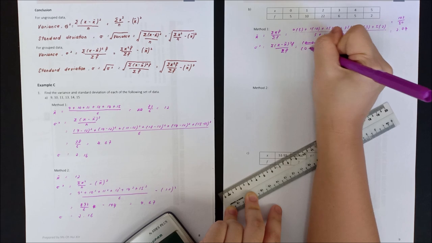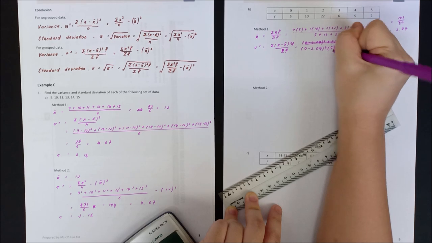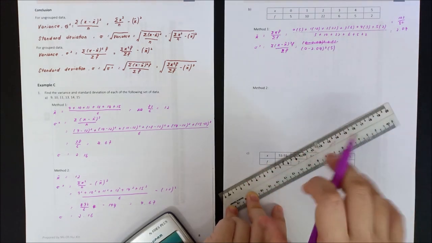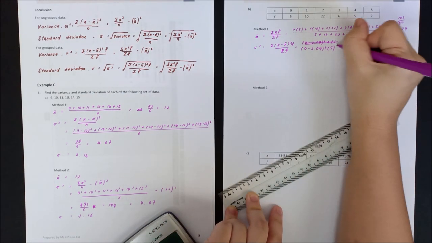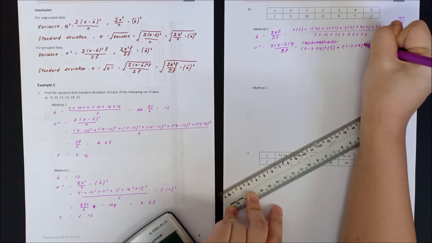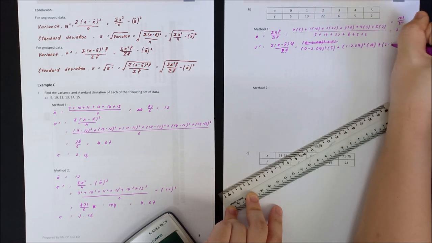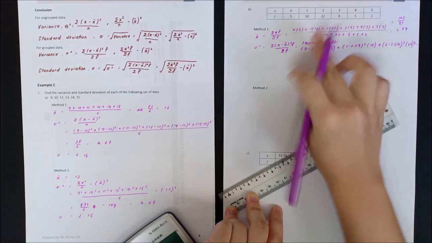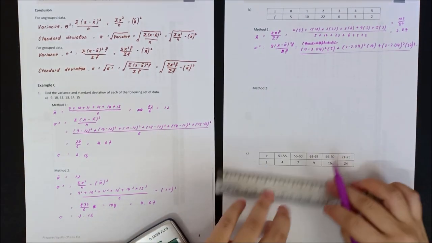Okay, so 0 minus 2.04 squared, and you need to times your f, because you have 5 values, so of course you have 5 distances from the observation to the mean. So plus, I'll do the same thing, 1 minus 2.04 squared, then frequency 10, plus 2 minus 2.04 squared, then 22. Can you continue yourself until the end? Then divide by your total frequency.